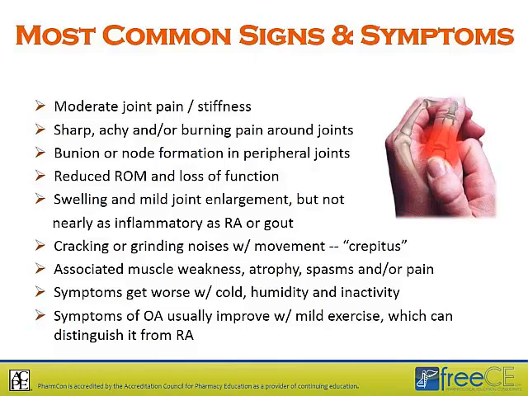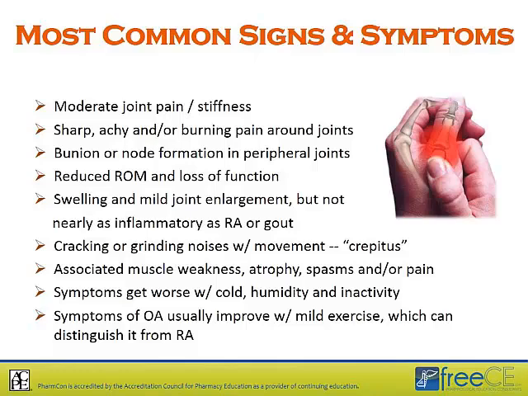In fact, RA is typically called the inflammatory arthritis because of its severe inflammation, whereas OA is typically referred to as the degenerative arthritis. So inflammation is present, but just not to an extreme extent. OA of joints typically causes cracking or grinding noises with movement, often called crepitus. OA is also associated with muscle weakness, atrophy, muscle spasms, and or muscle pain that is typically of the achy variety, as noted.